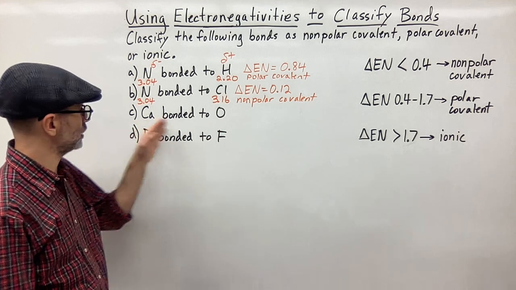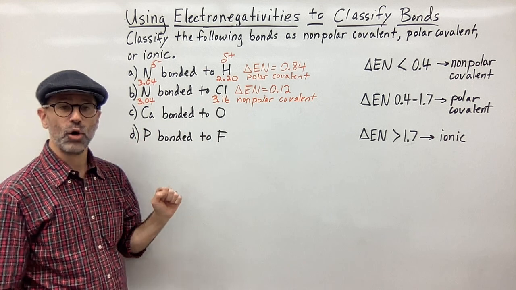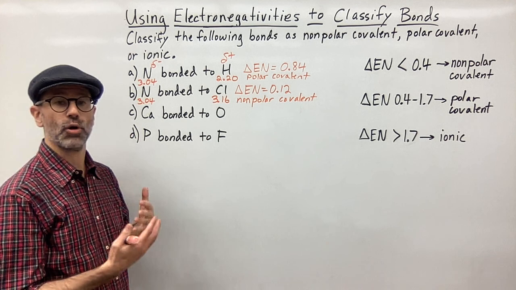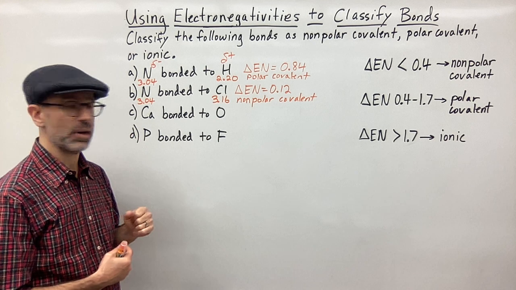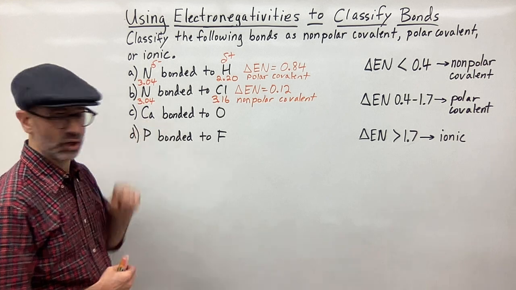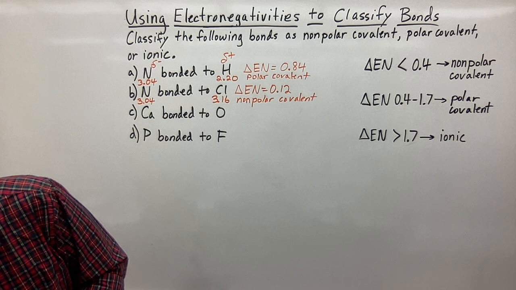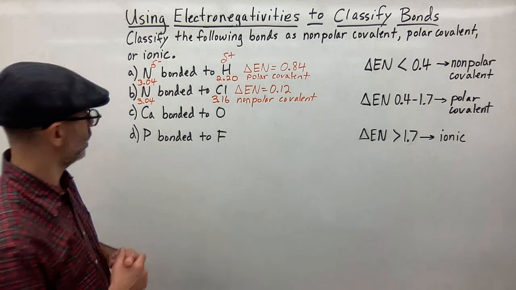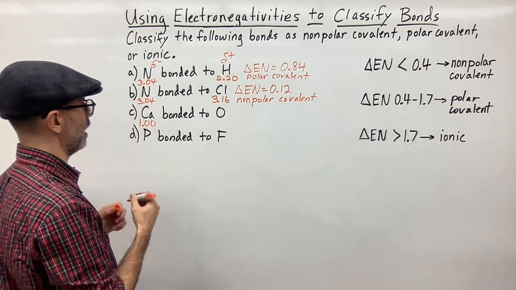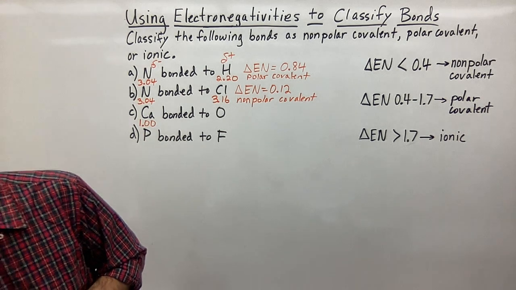Here we have calcium and oxygen. Calcium is a metal, oxygen is a nonmetal. So we would expect this to be an ionic bond, because ionic bonds form between metals and nonmetals. So let's look at the electronegativity difference. If we look up the electronegativity of calcium, we get 1.00, and for oxygen, I believe that was 3.44.